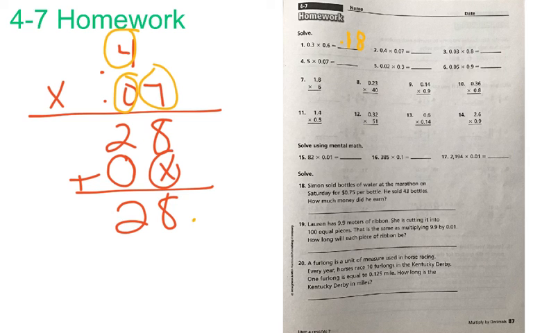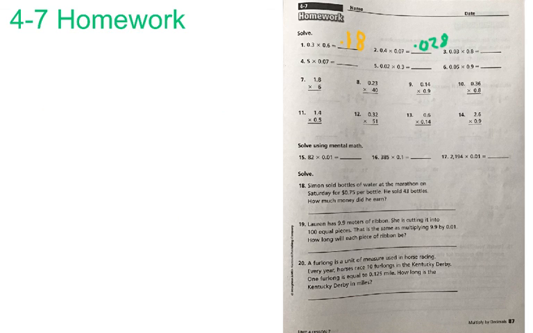I start next to my 8 to the right of my last number, and I shift 1, 2, 3 places, and I put my decimal. Well, I have a blank spot here, so anytime we have that blank spot, we have to fill it in with a 0. So my answer is going to be 28 thousandths, or 0.028.